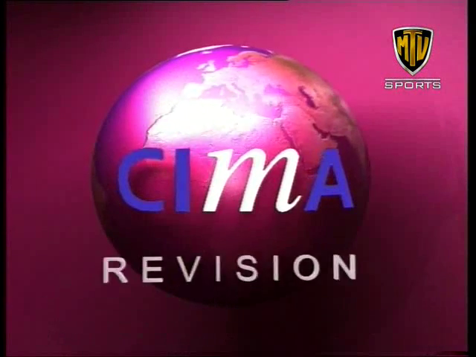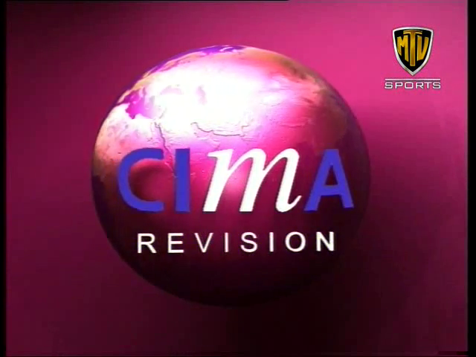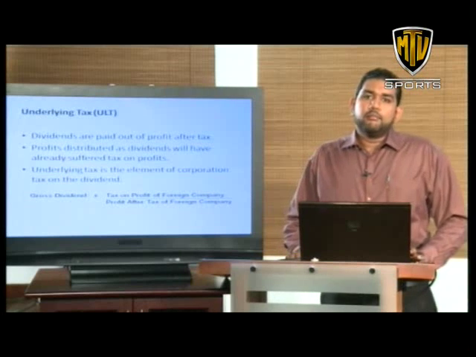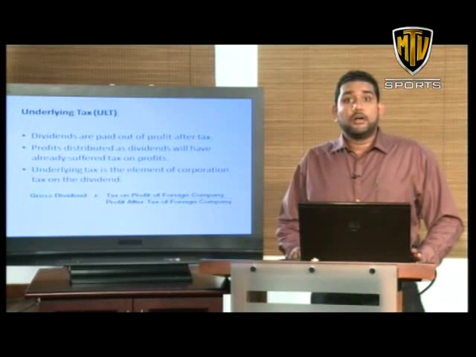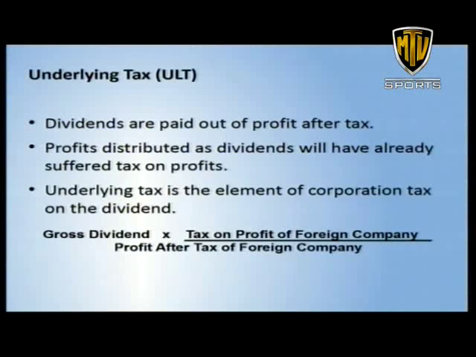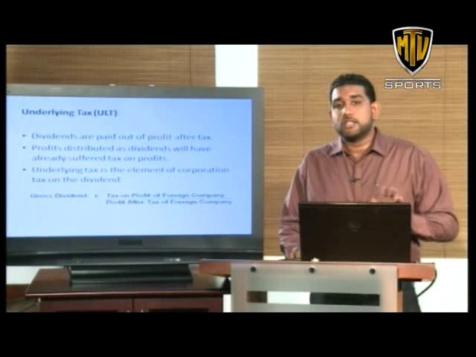Welcome back. Before the break, we were discussing underlying tax. We said that the dividends are paid out of profits after tax. Profits distributed as dividends will have already suffered tax on the profits, and therefore underlying tax is the element of corporate tax on the dividend.